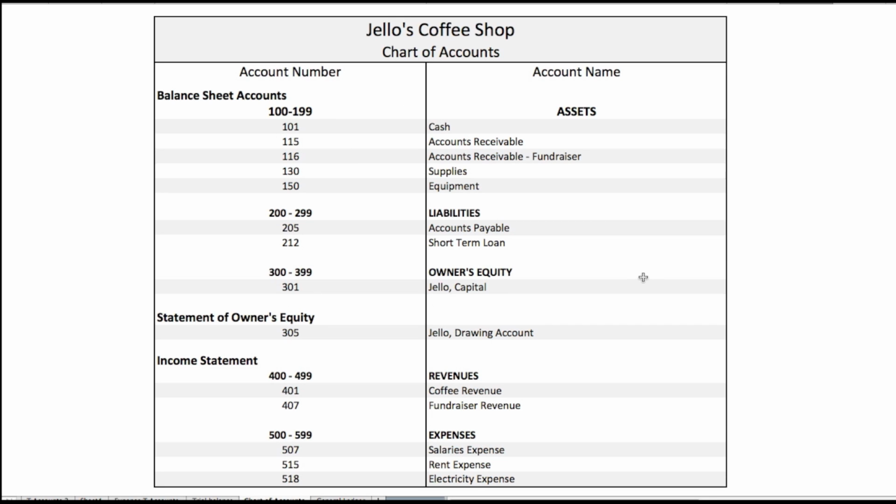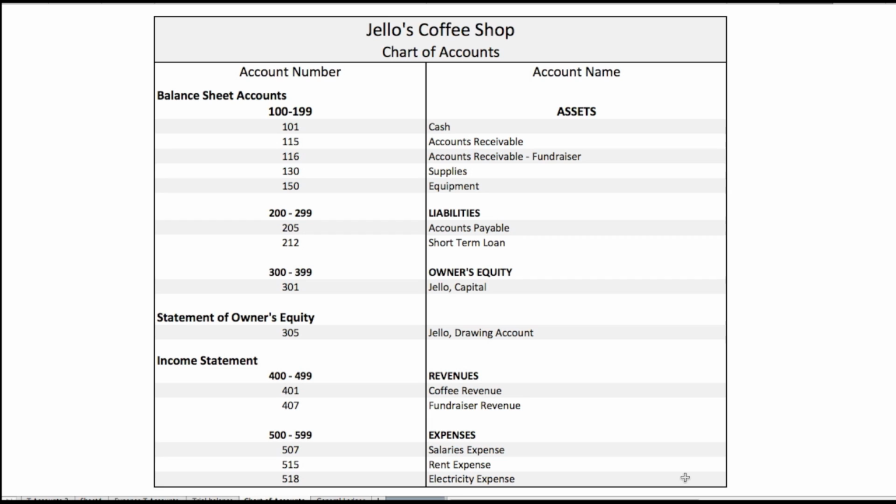And like I said, the next step would be owner's equity and income statement accounts. So owner's equity, Jello's drawing account, of course, and then the income statement would be all the revenues and expenditures. You'll notice I have not consecutively numbered these accounts. This is because I want to leave room in case in the future I need to add accounts.